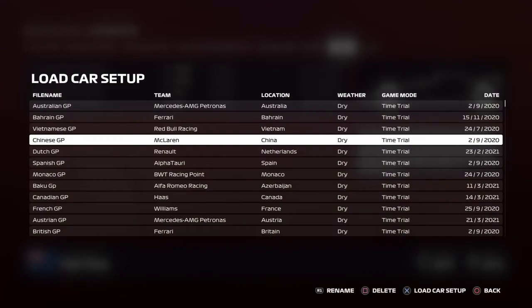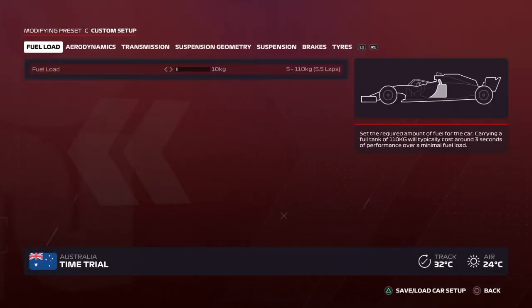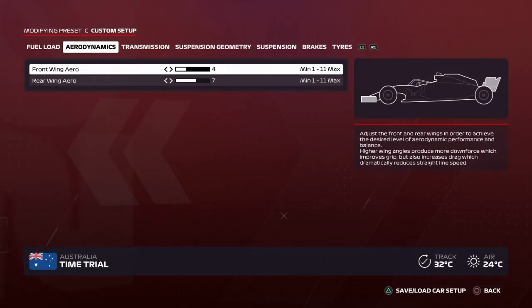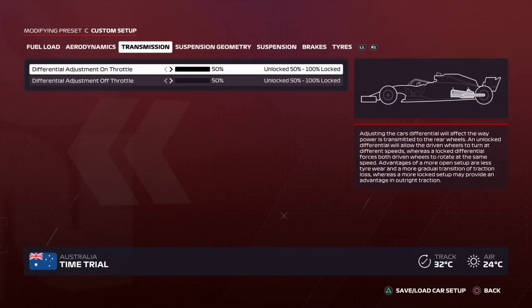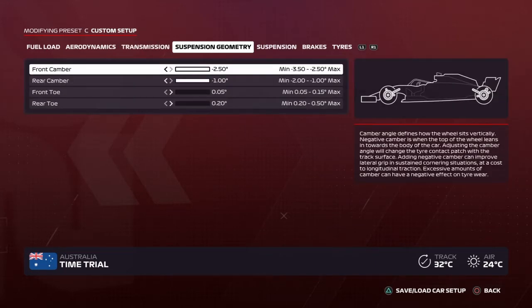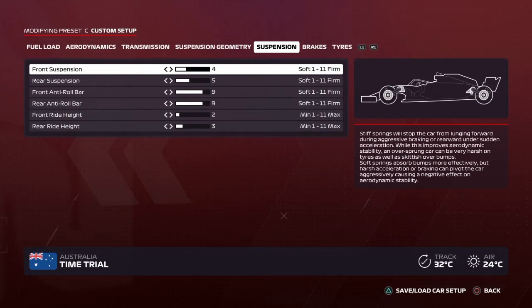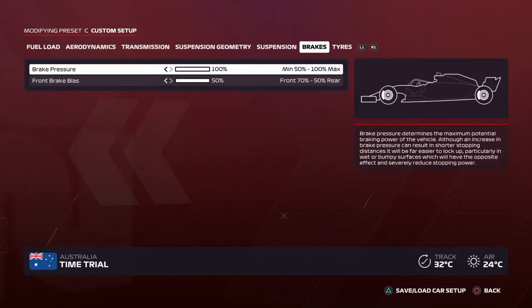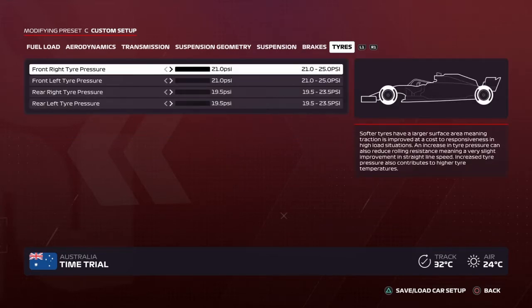So then onto the Chinese GP setup, 4.7 wings again, 50/50, right, left, 459, 923, and all the way to the left for the tyres.